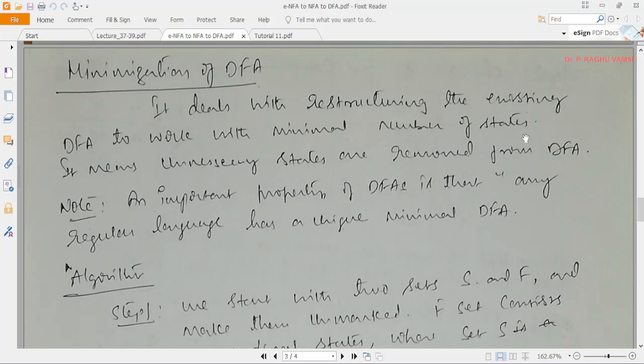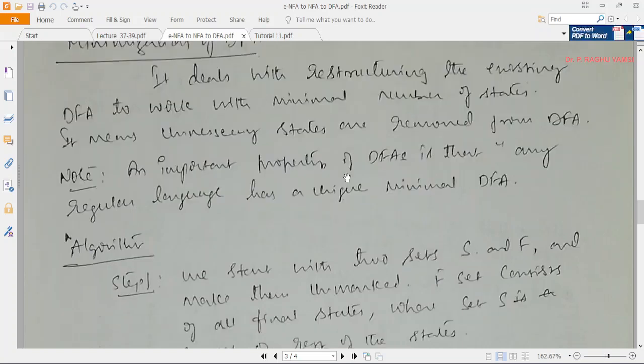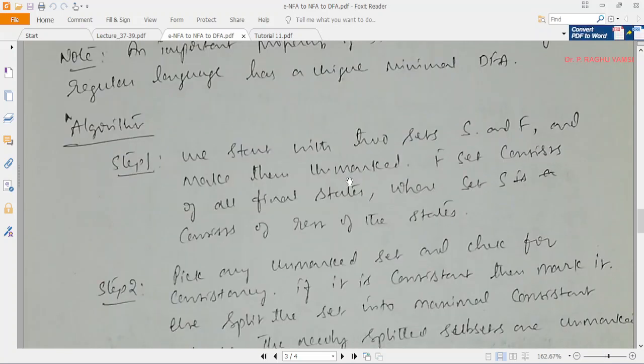Note, an important property of DFA is that any regular language has a unique minimal DFA. For any given regular expression or regular language, there is only one unique minimal DFA available. So that is the reason we go for minimization of any given DFA. Next, let us see the algorithm step by step.